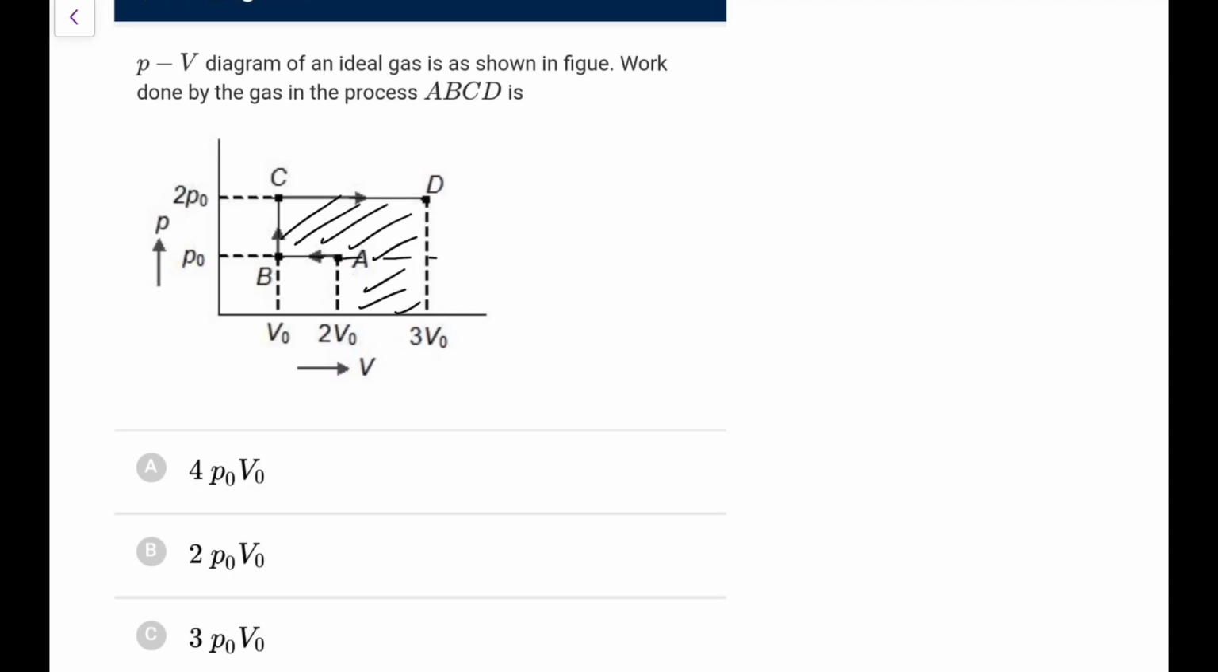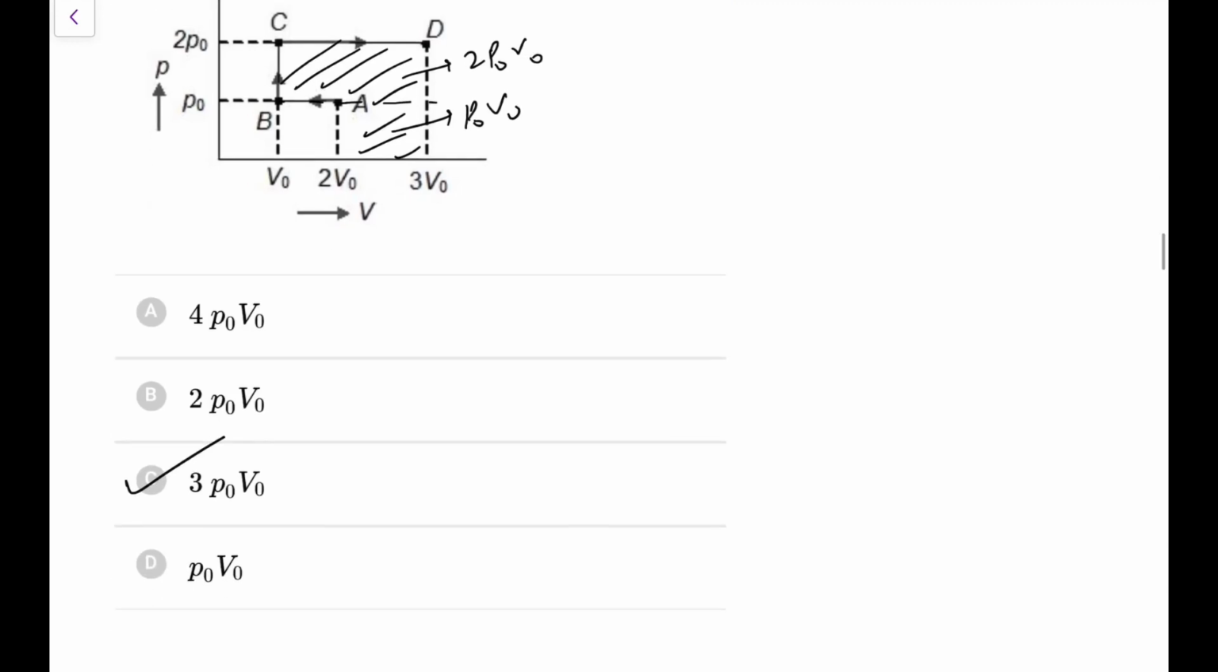This is 2 V naught into P naught, that is 2 P naught V naught, and this would be P naught V naught. So it would be 3 P naught V naught. Go for option C. So the work done is going to be 3 P naught V naught.